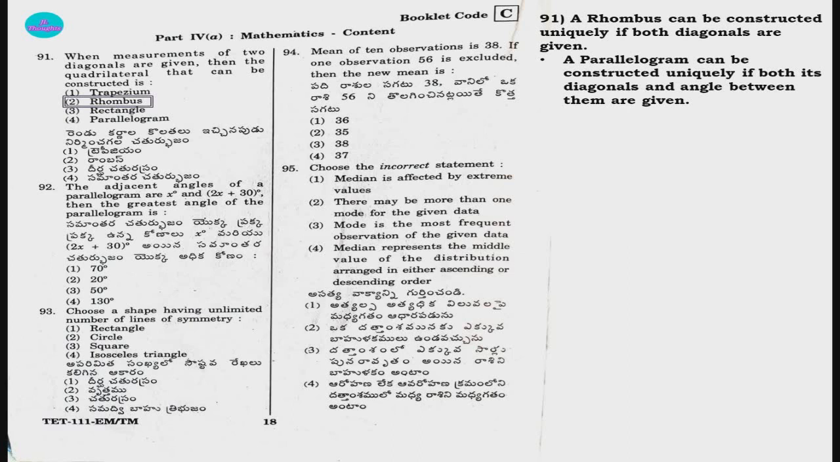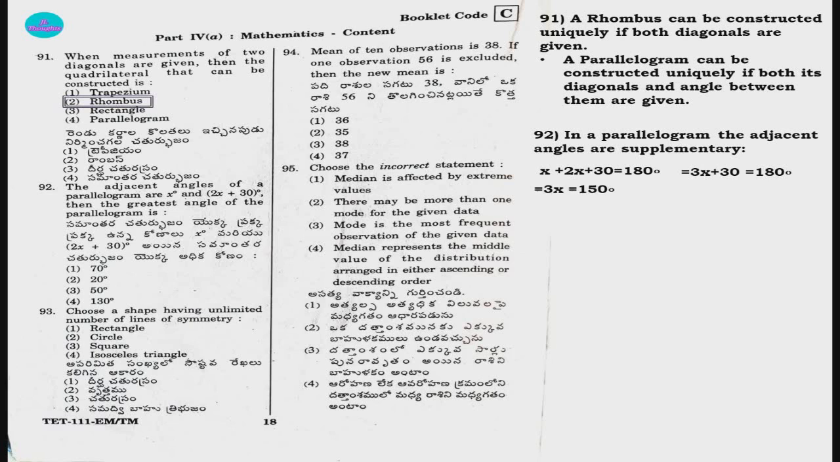Now next one, 92. The adjacent angles of a parallelogram are x degrees and 2x plus 30 degrees. Then the greatest angle of the parallelogram is. And we know that in a parallelogram, adjacent angles are supplementary. That is, the sum of the angles is equal to 180 degrees. So x plus 2x plus 30 is equal to 180. So if we solve this, what will we get? We get x as 50 degrees.